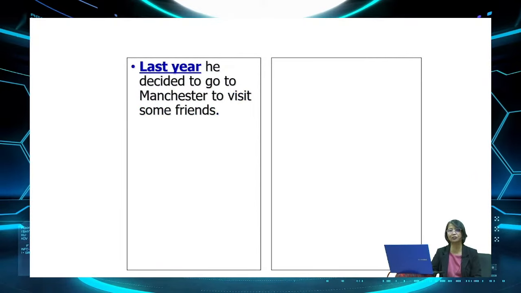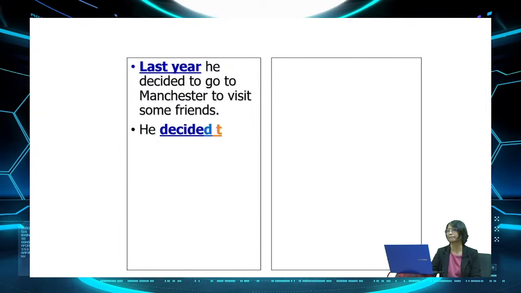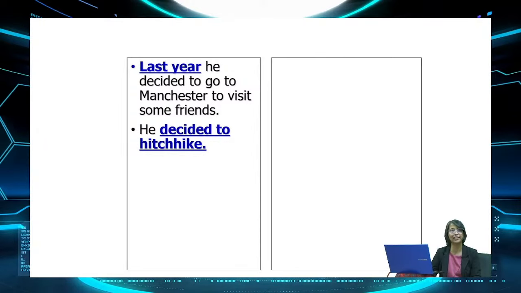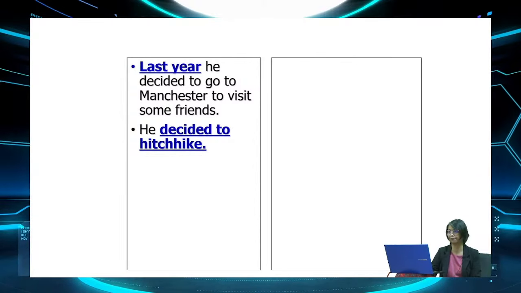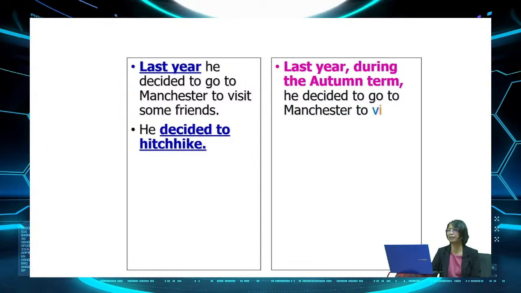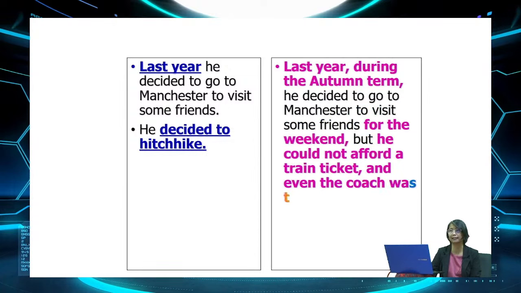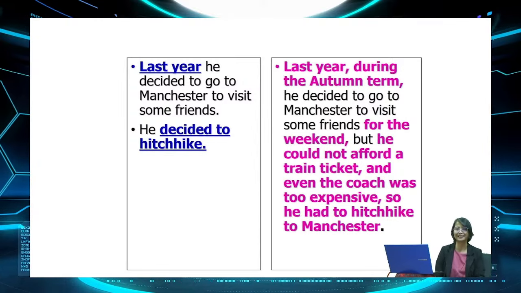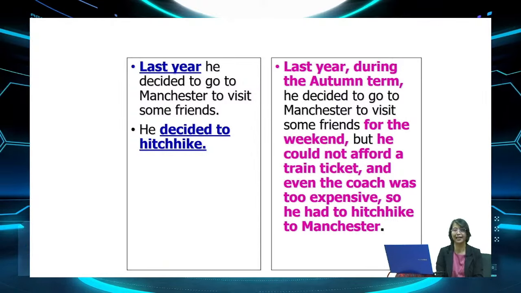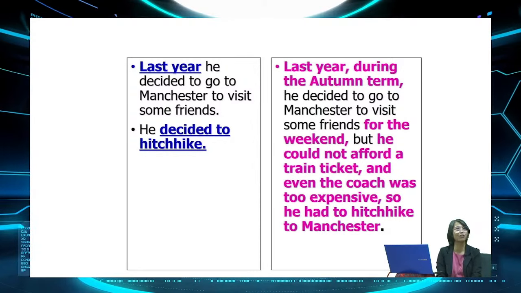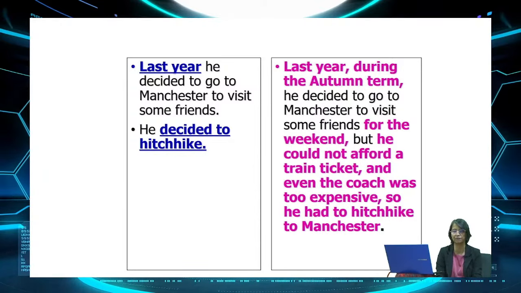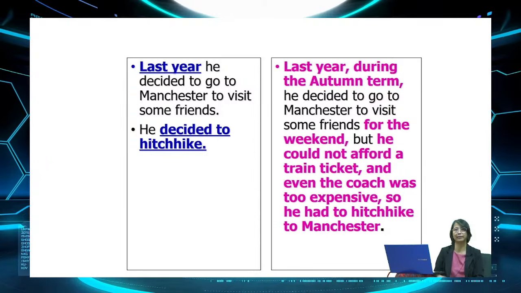Last year, he decided to go to Manchester to visit some friends. He decided to hitchhike. Hitchhike here means you stand at the side of the road and you try to stop cars or any kind of transport for a free lift. So we see the word, even last year, you can put in some explanation. During the autumn term, he decided to go to visit some friends. How long? For the weekend. Then a compound sentence: He could not afford a train ticket, and even the coach was too expensive, so he had to hitchhike to Manchester.